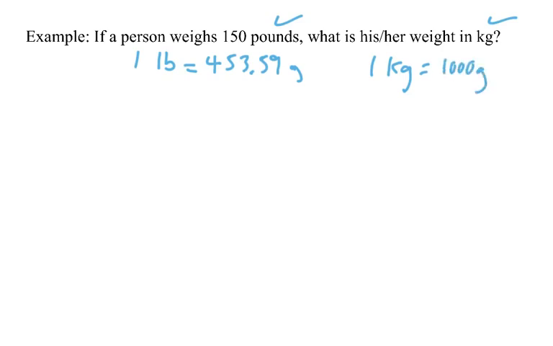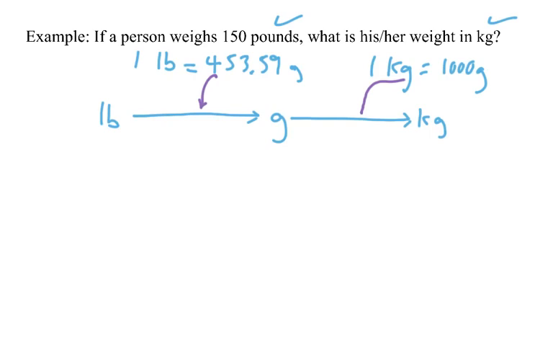Those two formulas essentially allow me to build a chain from the unit that I have to the unit I want. I may not be able to convert pounds to kilograms directly, but I can convert pounds to grams, and then I could convert grams to kilograms. And I'm just going to emphasize that this particular formula will help me get through this link of the chain, and this formula will get me through this link of the chain.